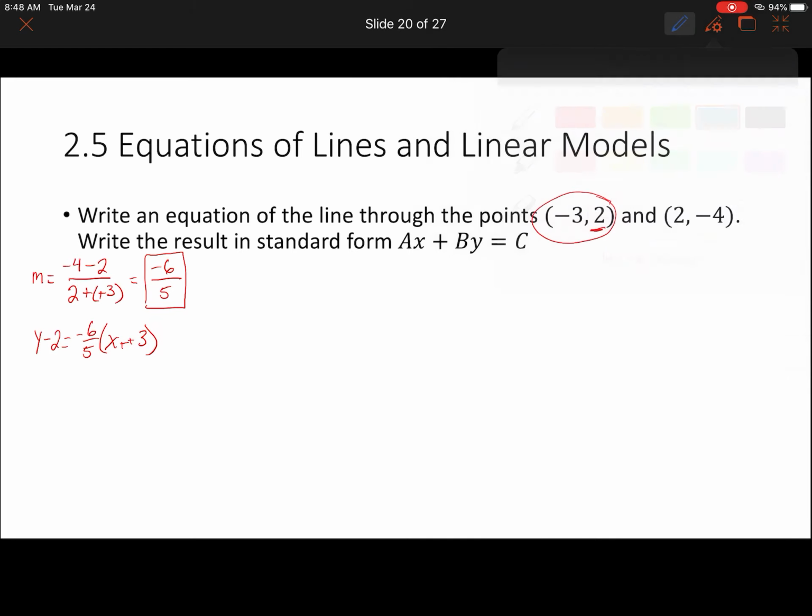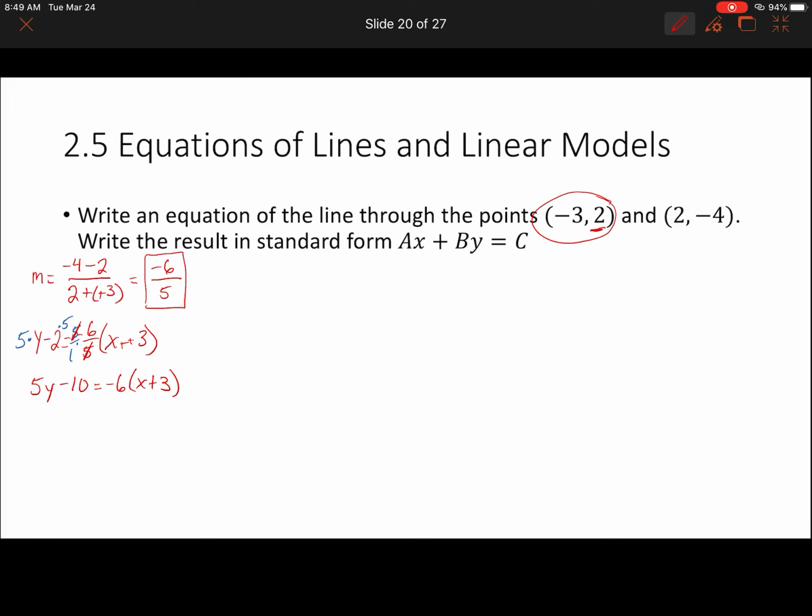Now, from here, we need to put this in standard form. And so, we can't have fractions. So again, what we're going to do is multiply by the denominator. So we'll multiply every term by 5. And so when we do that, we have 5y minus 10, so negative 2 times 5. And this 5 we multiplied by and this 5 on the bottom of that fraction cancel each other out. Now don't forget your negative there with the 6. So we have negative 6 times x plus 3.